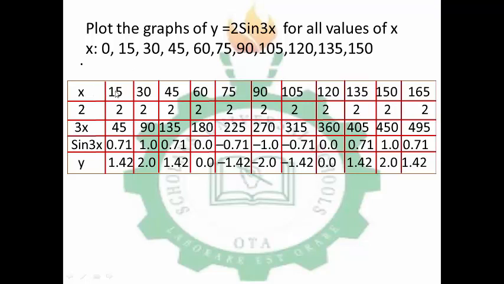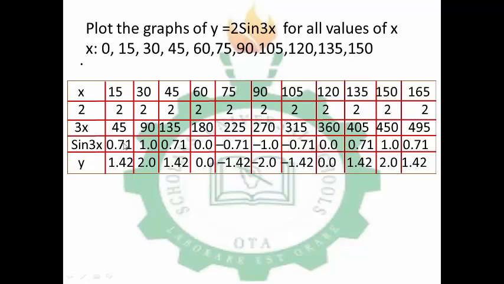Plotting this table now: when x is 15, 3x is 45. When x is 30, 3x is 90. When x is 45, 3x is 135. When x is 165, 3x, that's 3 times 165, equals 495. So for all values of x ranging from 15 to 165, you have 3x ranging from 45 to 495 degrees. The 2 multiplying sine 3x is a constant, and it is the same for all of them.